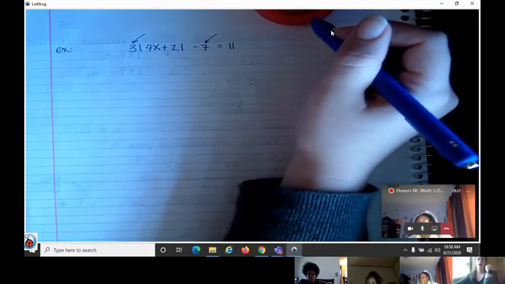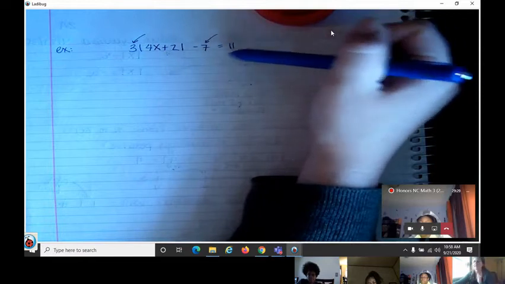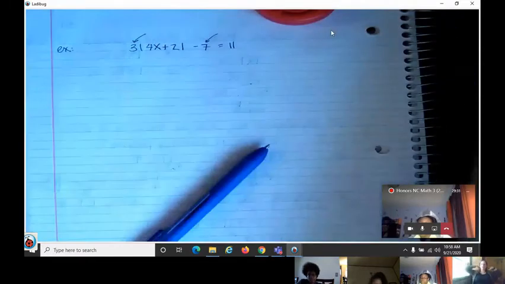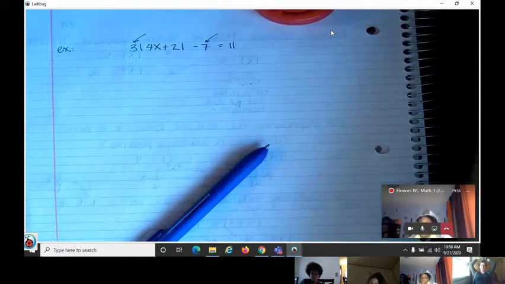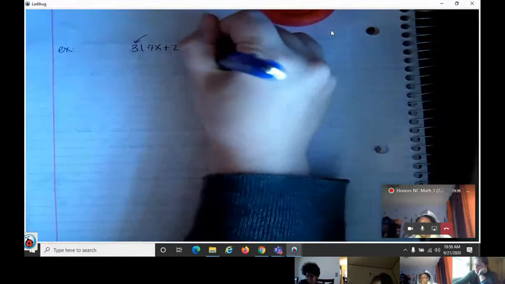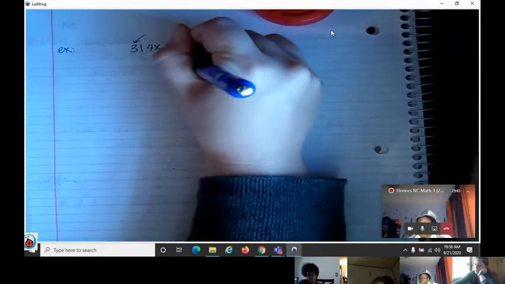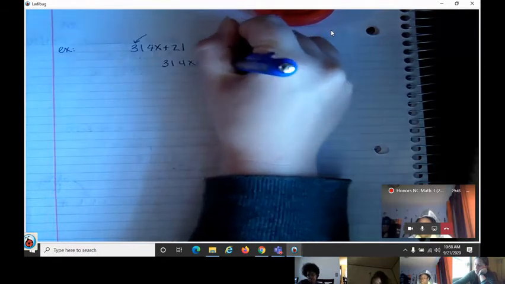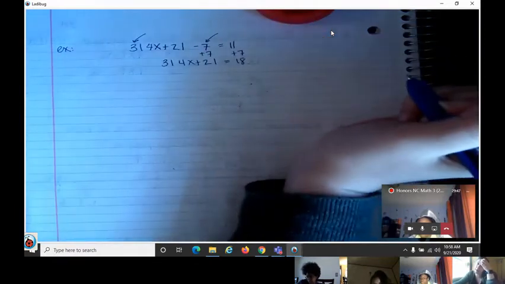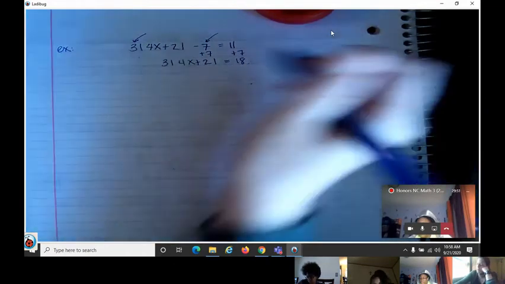Wouldn't you do division first? You could, but then you would get negative 7 over 3 and 11 over 3, and those are kind of obnoxious fractions to work with. So we add 7. Yeah, good job. So add 7, and I get 3 times the absolute value of 4x plus 2 is equal to 18. And now what? Then we divide. Yeah.